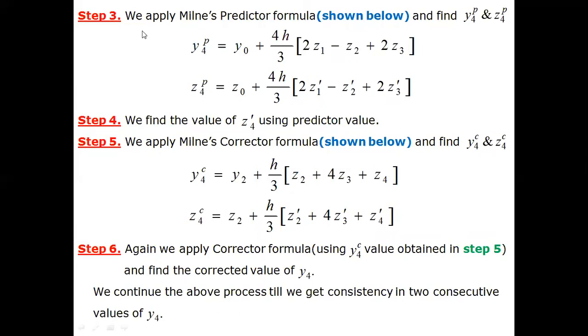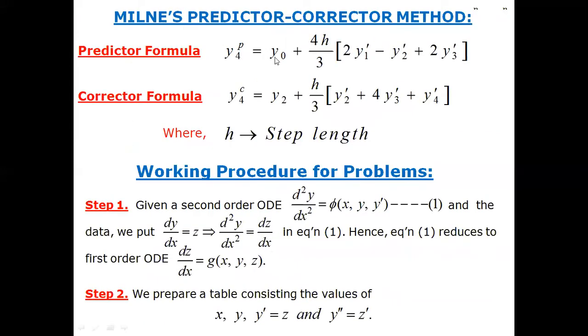Now step 3. In the third step, we apply Milne's predictor formula shown below, and find the predicted values y4 power p and z4 power p. The formula for y4p, the predicted value of y, is y naught plus 4h by 3 into 2z1 minus z2 plus 2z3. It is the same formula which we defined earlier.